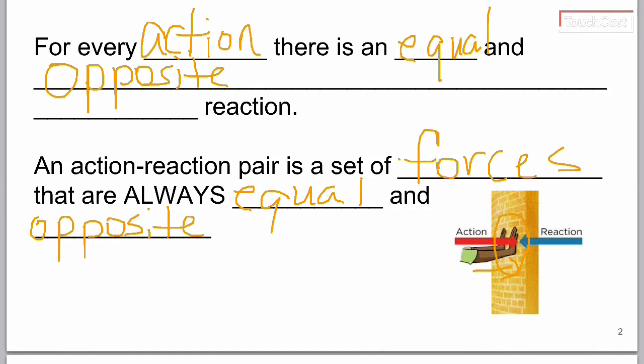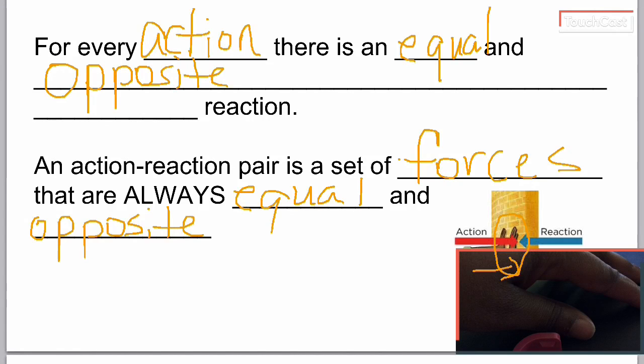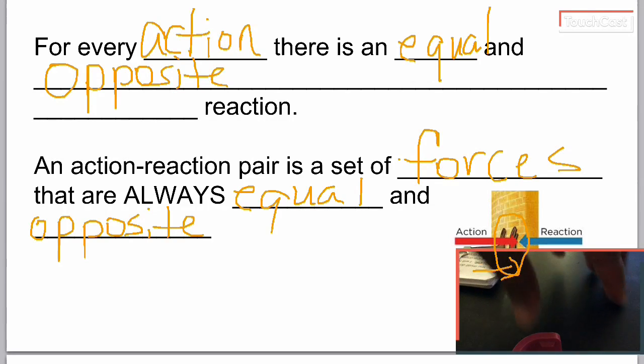So if you take your hand and you push down on the table with your fingertips, you should feel pressure. Okay? I'm pushing down. The table is pushing up against my fingertips. That's the pressure that I feel. Okay, so the action is me pushing down. The reaction is the table pushing up against my fingertips.